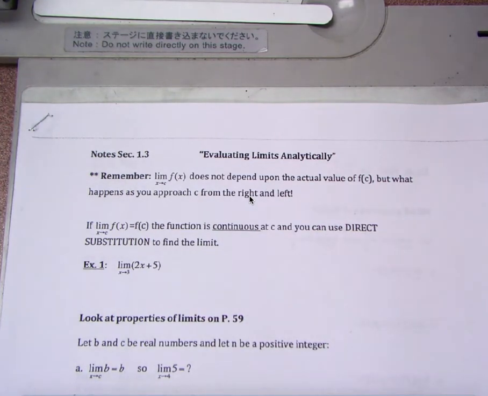So last class we talked about evaluating limits by using a table and looking at what the y values are approaching, or looking at a graph and analyzing that way. Today's lesson is how we find the exact value of a limit analytically. Analytically often means algebraically. Through algebraic methods that you have learned, how can we do it?